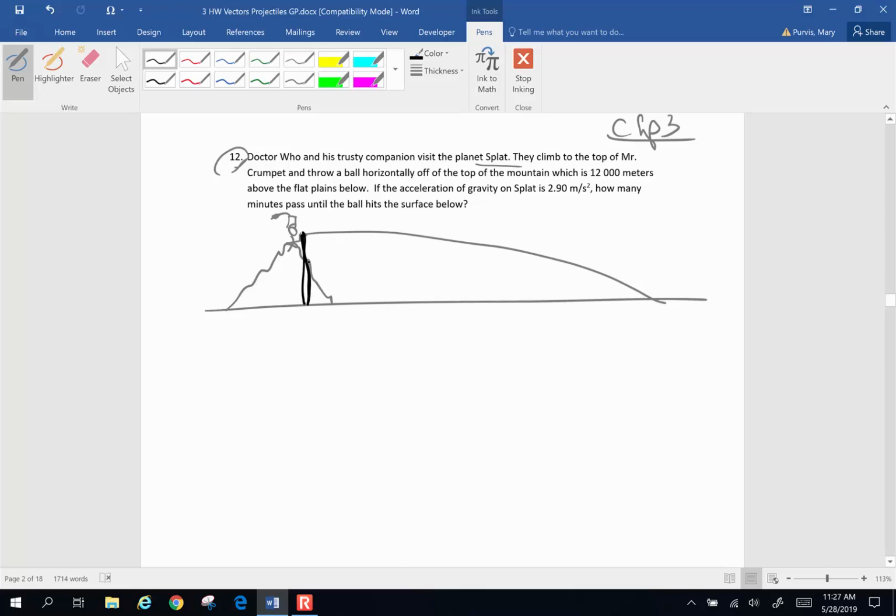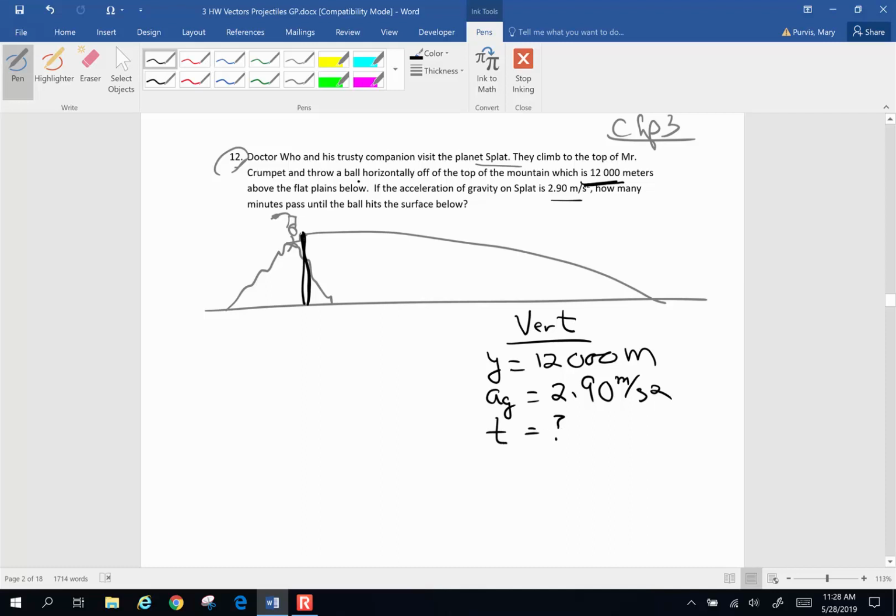So what distance is that? That is going to be vertical. Remember, horizontal and vertical information. So vertical displacement is 1,200, did I say 100,000 meters. The acceleration of gravity on Splat is 2.9 meters per second squared. So we're no longer on planet Earth. We're off around the universe with the doctor. And we want to know time until the ball hits the surface. So time, we do not know.